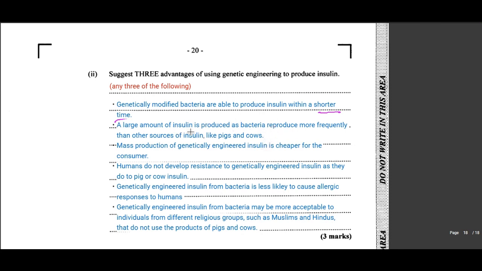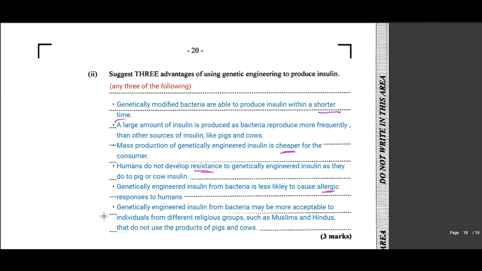So as you can see here, you have a large amount of insulin produced more frequently and easily, as compared to getting it from pigs and cows. Mass production is cheaper for the consumer. Well, it's supposed to be. That's another story for another day. Humans don't develop resistance because the genetically engineered insulin is human insulin. It's just that we use bacteria to make it for us. Our bodies may treat pig and cow insulin as an outsider, which it kind of is, so you could have bad reactions to it. Then you have allergic responses, with less chance of an allergic response.